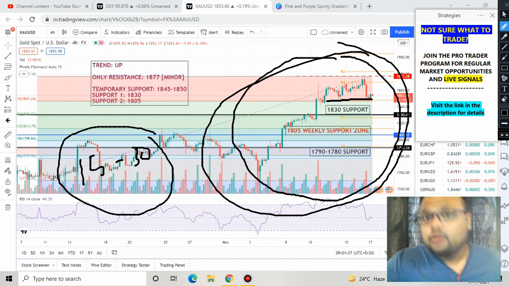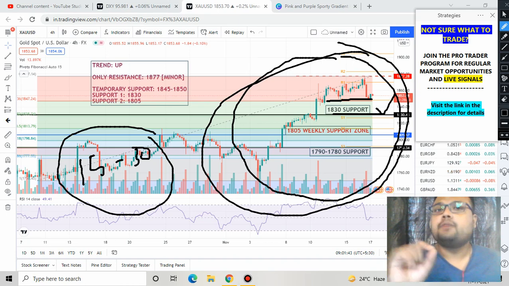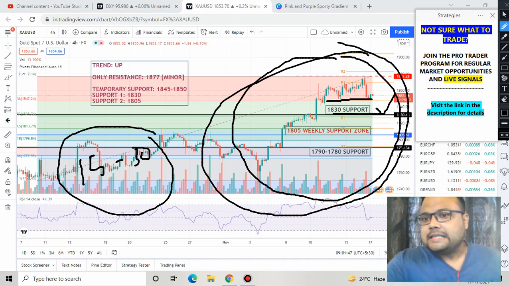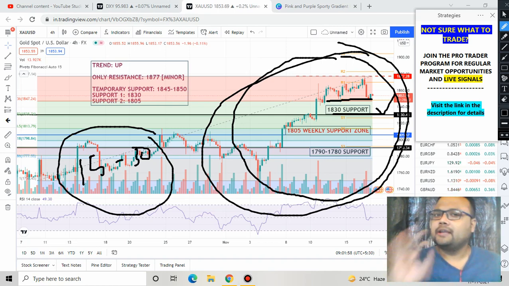So if gold comes down to the level of 1830 and bounces, definitely you can go for a buy, but this is for positional trading only. Because you can see that the market is not coming down to the level of 1830 by today, I think. In case it comes down to the level of 1830, yes, you can go for a buy. For positional trading, this is a very good level to grab gold.